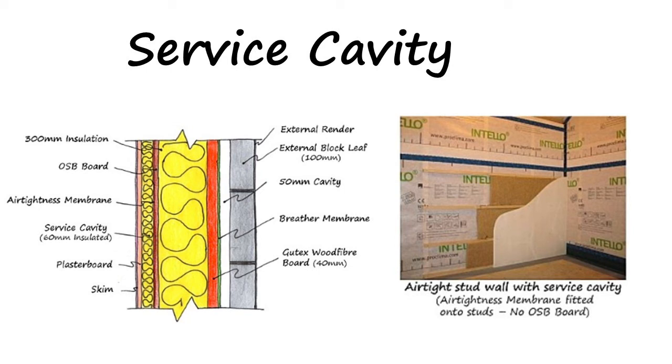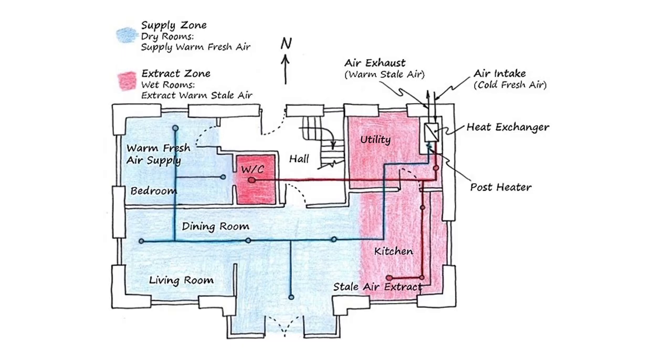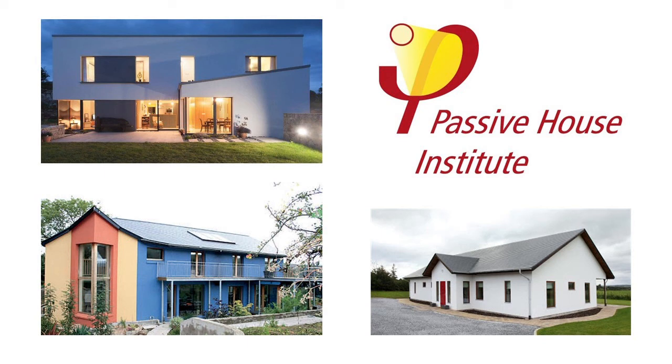In passive house construction, where an air tightness level of 0.6 air changes per meter cubed per hour has to be achieved, a surface cavity with an air tightness membrane is a common approach. With the house being so airtight, it is important to use an MHRV. A mechanical heat recovery ventilation system is used to remove the stale air from wet rooms like the kitchen and bathroom, and to bring in a constant supply of warm fresh air.